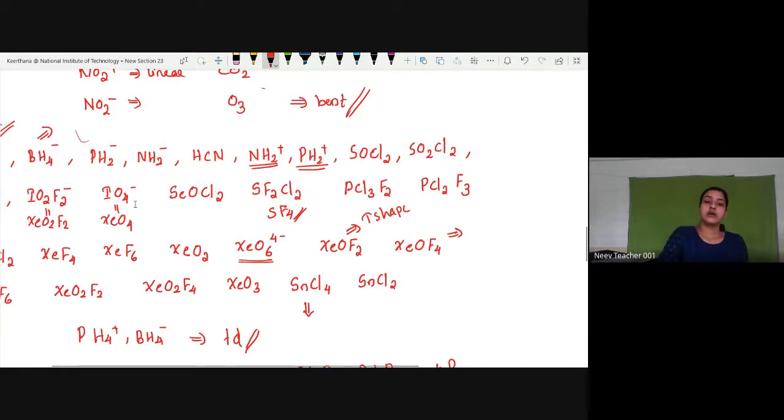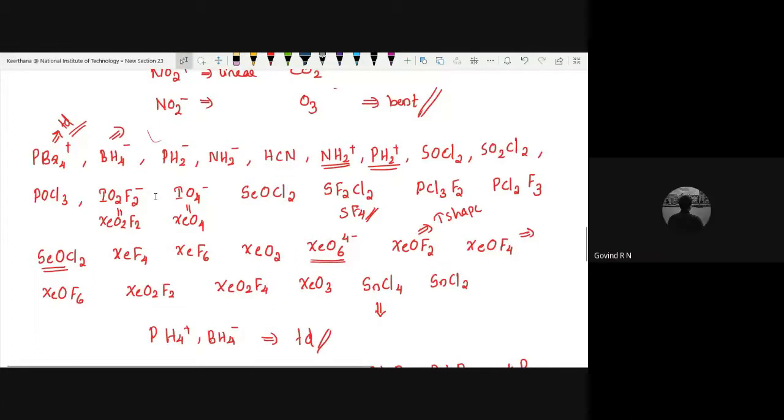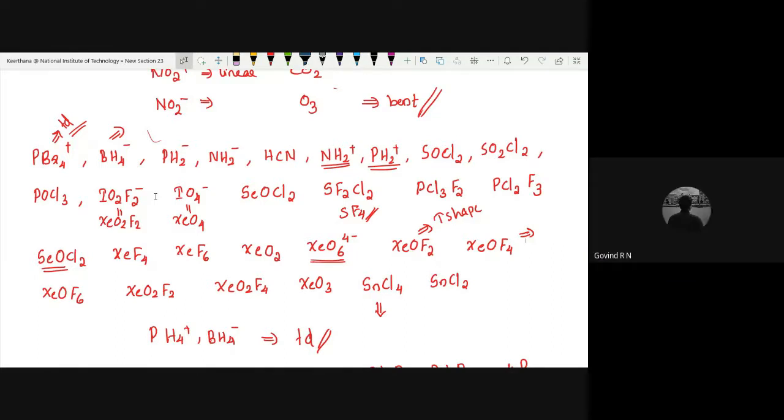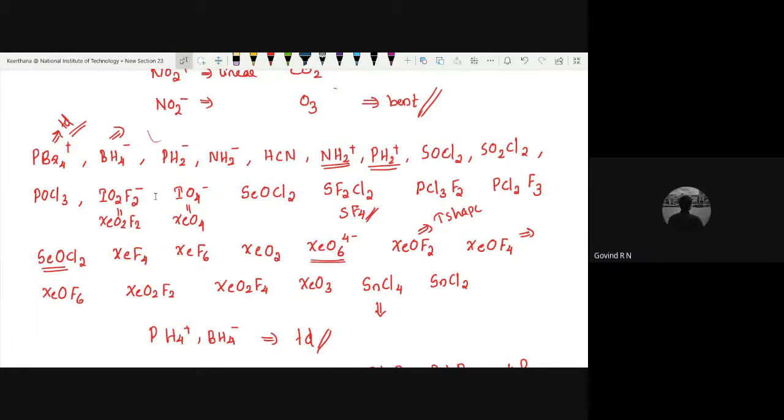XeOF6: geometry and shape are pentagonal bipyramid. Yes. XeO2F4: geometry and shape are octahedral. Those who have doubts, just ask now. I will explain that molecule. If you're not asking, I will think you don't have any doubt. Okay, XeO2F4: what is the shape and geometry? Both are octahedral. No, sorry, ma'am, I read the wrong one. I read XeO2F4.